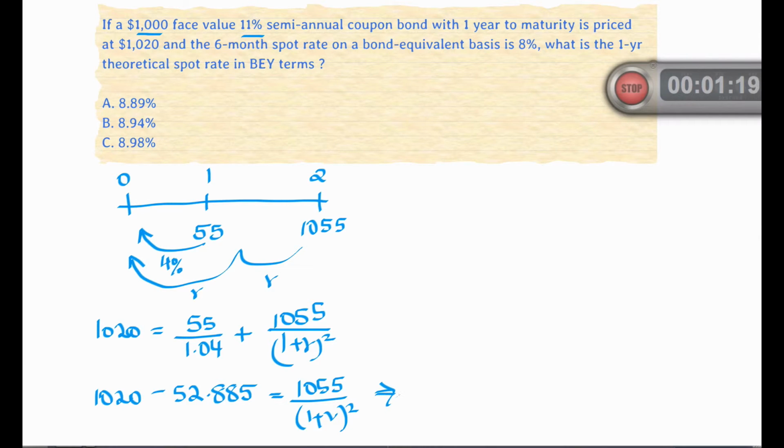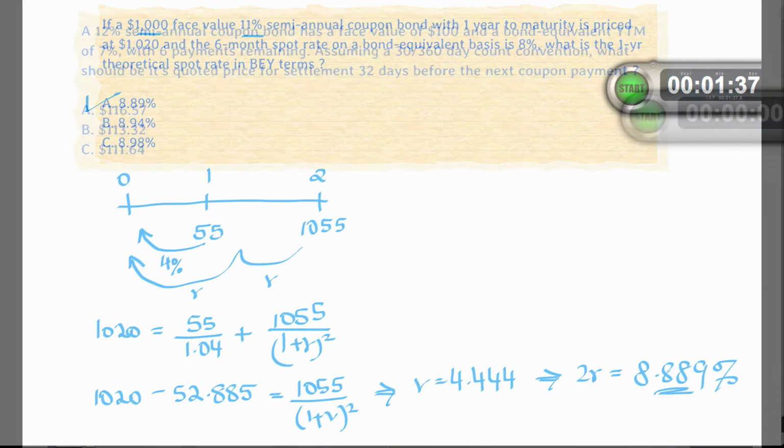R turns out to be 4.444%. And of course, the bond equivalent yield is 2 times that value, which is 8.89%. Let's look at the next problem.